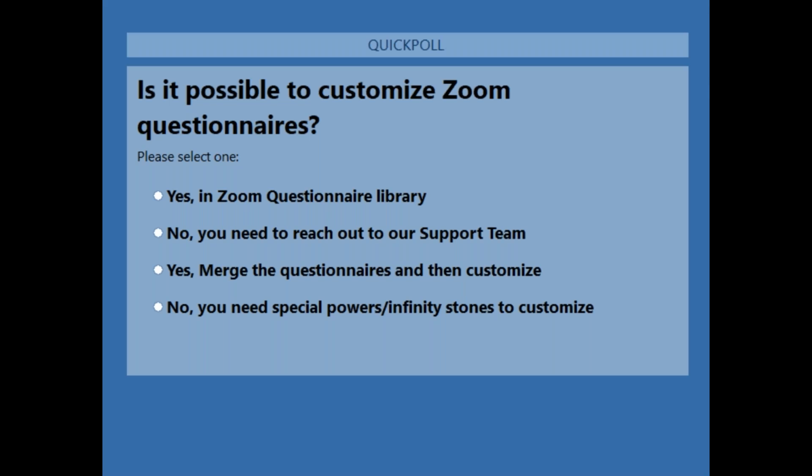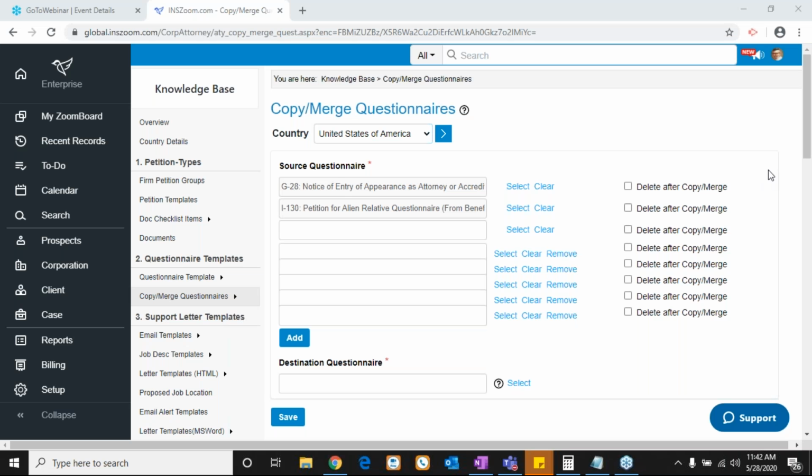All right. So the options we have: yes, in Zoom questionnaire library. The answer is no. Option 1 is wrong. And you have to reach out to support team. Nope, even they can't customize the Zoom library. Yes, merge the questionnaire and then customize. That's the answer. Yes. And someone said you need to have superpower, special power. The answer is no, guys. You don't need special power. You still can't change it. So there is a way to customize a Zoom questionnaire.